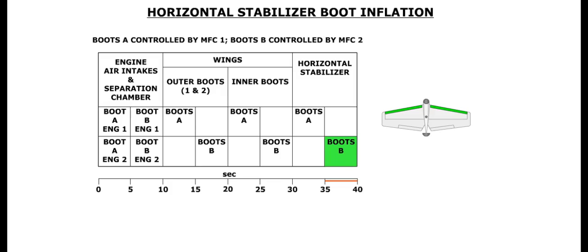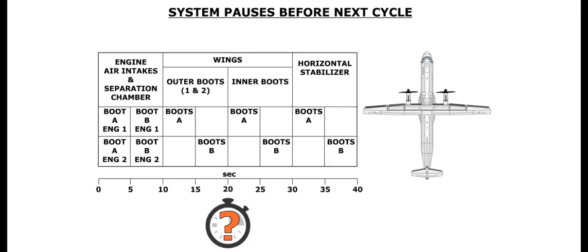Finally, MFC2 commands boots B to inflate, and remain inflated for 5 seconds. During this time, boots A are deflated. At the end of 5 seconds, both boots B and the horizontal stabilizer deflate. So far, 40 seconds have elapsed.